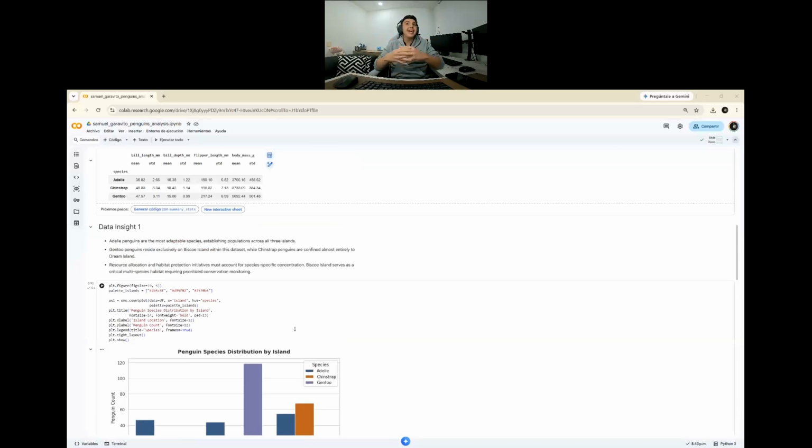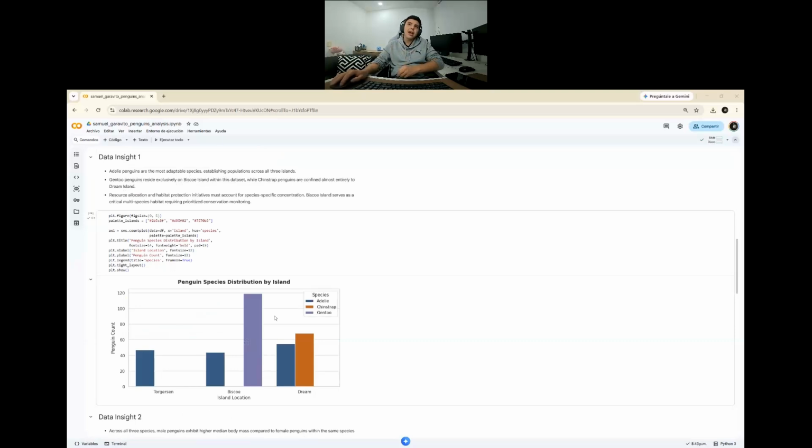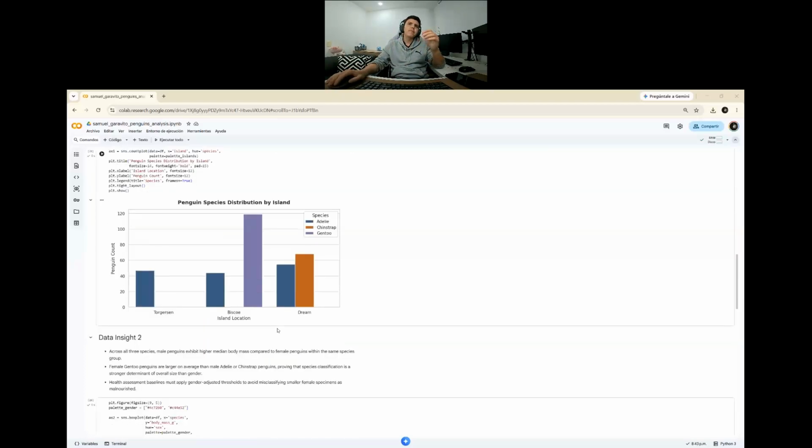Besides, Gentoo penguins reside exclusively on Biscoe Island within the data set. While Chinstrap penguins are confined almost entirely to Dream Island. We can see in this bar chart that most of the penguins are in Biscoe Island. So this island has a lot of diversity when we are talking about penguins.